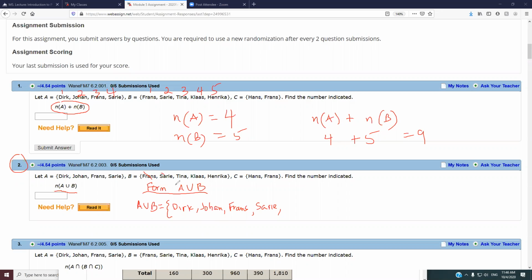I'm not going to repeat Sari. She's already in the union. But I do have to include Tina. I do have to include Klaus, and I have to include Henrika. All right, so that's A union B.